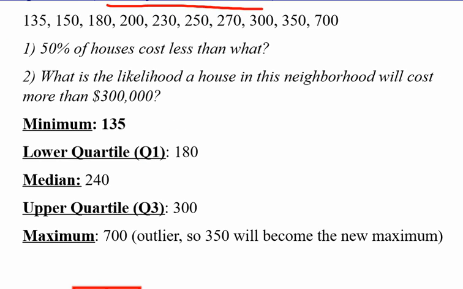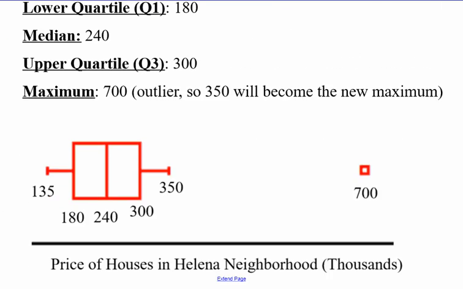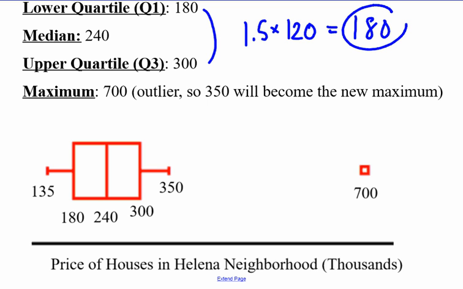Okay, first one, so remember, here's your 5-number summary. When you make the box and whisker plot, you see the following. You see that 700 turns out to be an outlier, 350 is your new maximum. Your interquartile range was 120, and 1.5 times 120 is going to be 180. So if you are more than 180 above quartile 3, which would be 480, so if you're more than 480, you're going to be an outlier, which is why 700 was an outlier. 180 minus 180 is a 0, so if you're below $0, you'll definitely be an outlier as well, but there's no house that's $0, so there's no lower outliers.